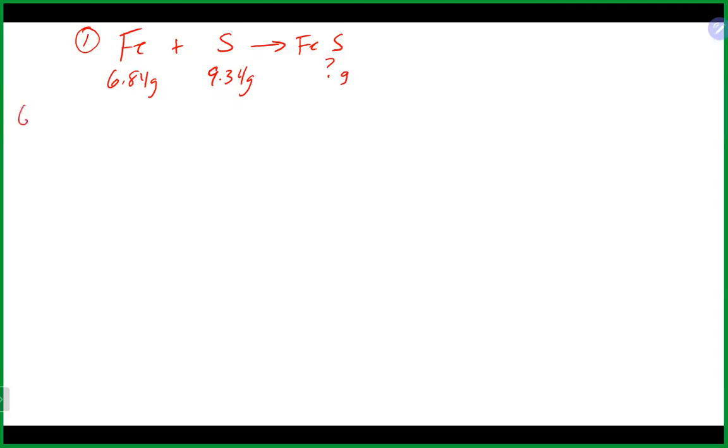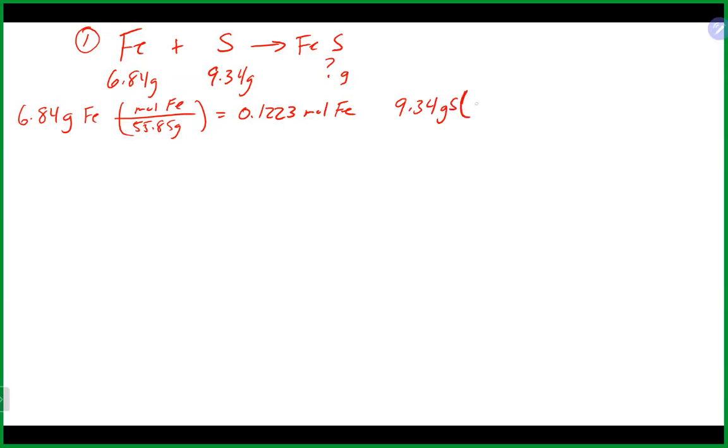Next thing, pretty much no matter what method you choose, you want to convert to moles, so we're going to do that. Using our molar mass from the periodic table for iron, which is 55.85 grams per mole, that will give us for iron 0.122, I'm going to take it to an extra digit here, 3 moles of iron. And we're going to do the same thing for our sulfur, 9.34 grams of sulfur. Going to use the molar mass, which is 32.07 grams per mole of sulfur. And that's going to give us 0.2912 moles of sulfur.